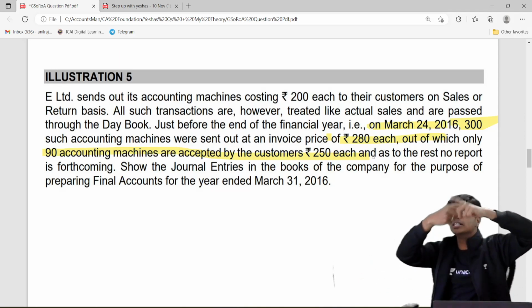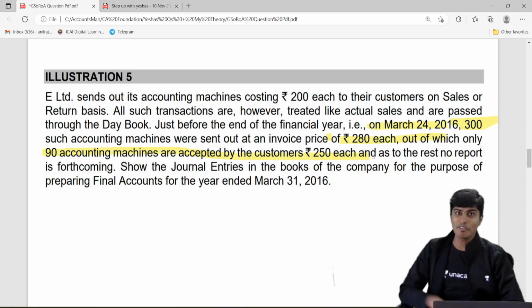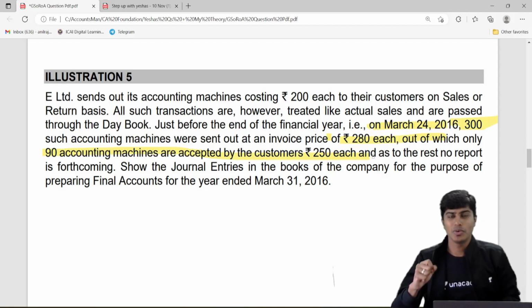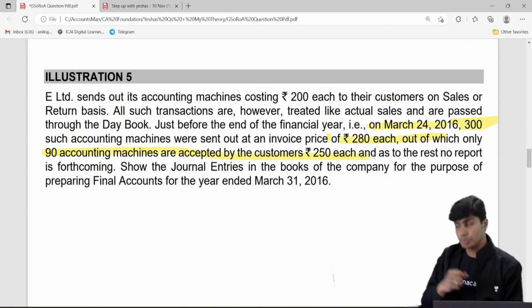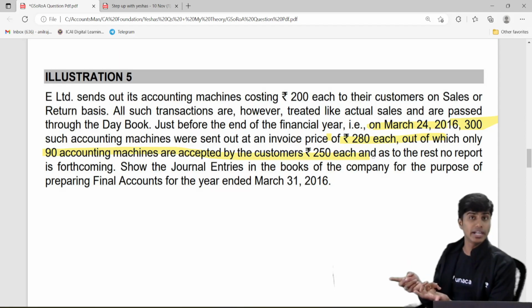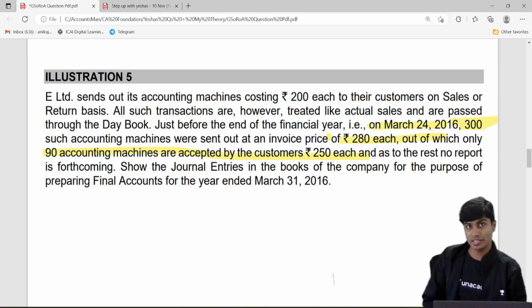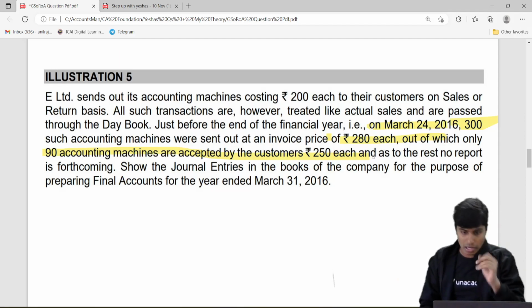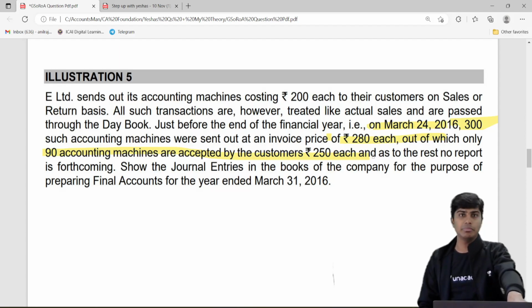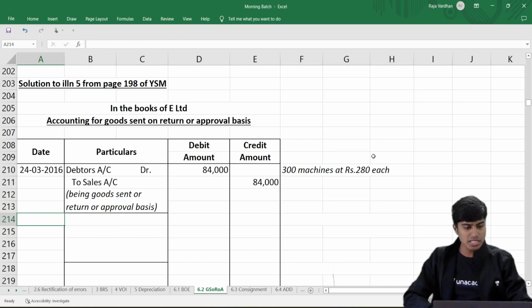So we need to reverse our sale entry to the extent of 30 rupees. Let us reverse it. To pass a sale entry, we debit debtors account and credit sales. To reverse it, we should debit sales account and credit debtors. But we will do this at the price of 30 rupees per accounting machine only for 90 machines, not for the entire machines.